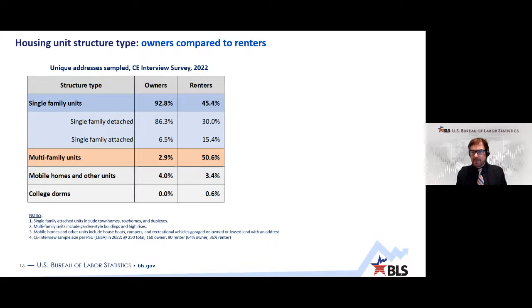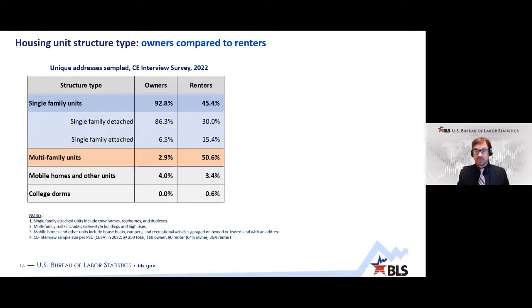We can look at a little bit more about the distribution of our samples. I'm showing here on this slide the distribution of the Consumer Expenditure Survey from 2022 with respect to structure type. You can see from this slide that owners primarily are occupying single-family housing units, with the majority of those being single-family detached units, or SFD. Only about 3% are in multifamily units. These are condominiums and high-rise and garden-style apartments and so forth. In contrast, renters have more of a 50-50 mix. Renters, 45% in CE were in single-family units and about 50% in multifamily units.